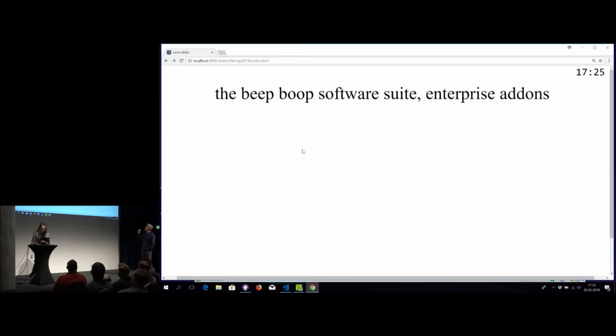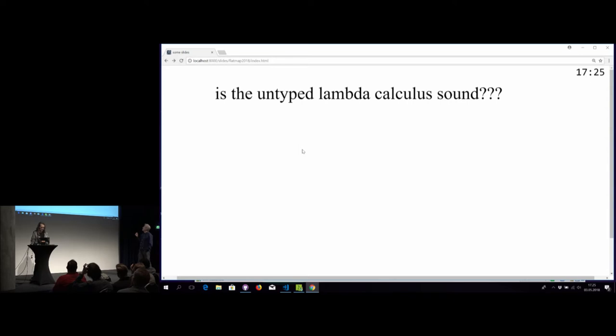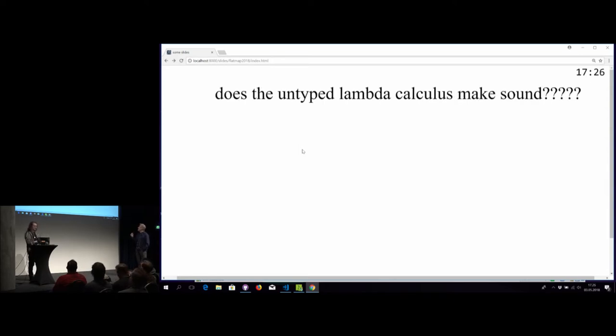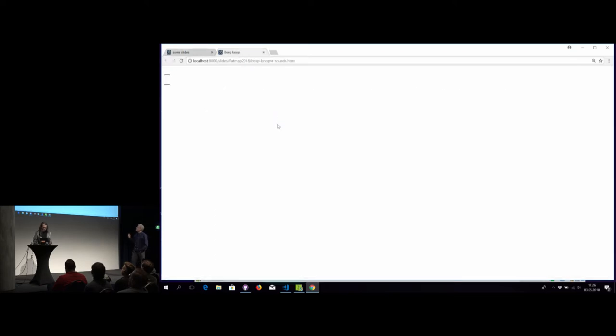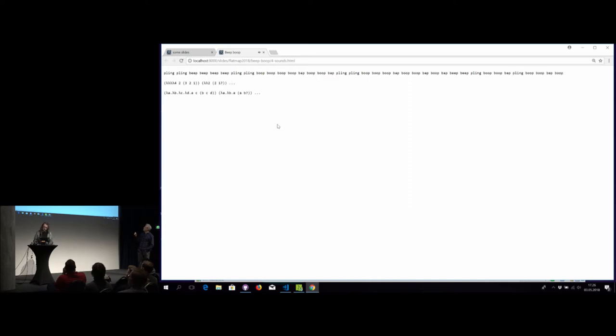And then we have a bunch of add-ons. I'm more interested in whether the untyped lambda calculus makes sound. So we have this other editor. Do we have sound? Yeah. So you can bling bling. So we added, yeah, that's five. That's five again. And it's nice because now you get audio cues and visual cues for what you're typing and what the expression is like.